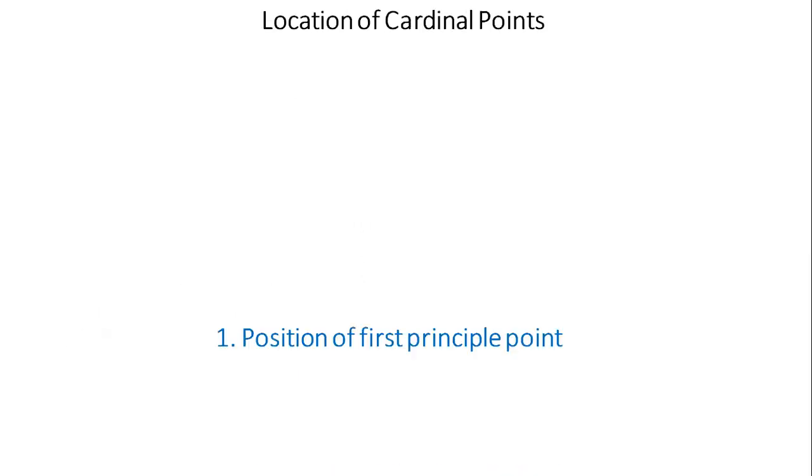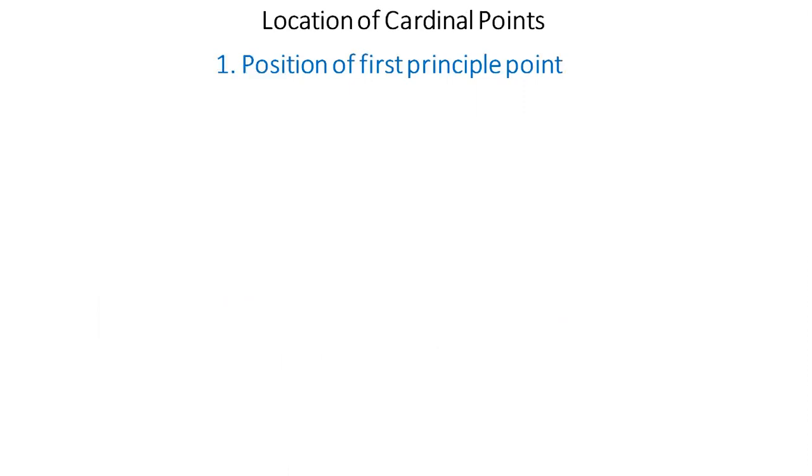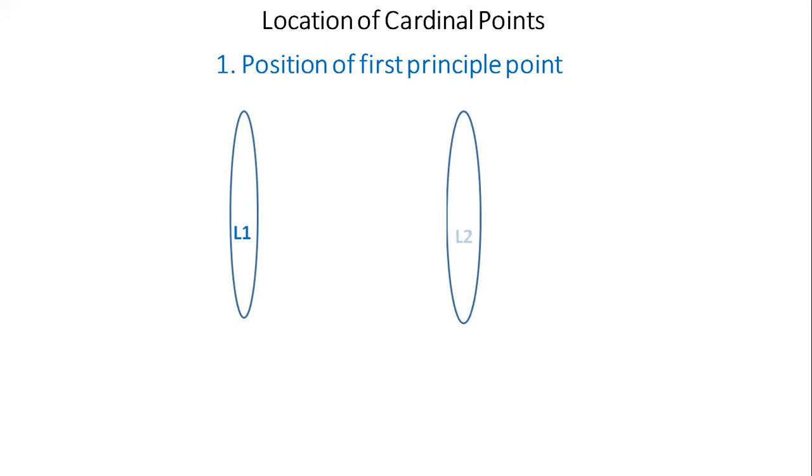Let us learn how to locate the first principal point from the first lens. That is, you have to find the position of the first principal point. Let us take a lens L1 of focal length f1 and lens L2 of focal length f2. These two lenses are separated by distance d.